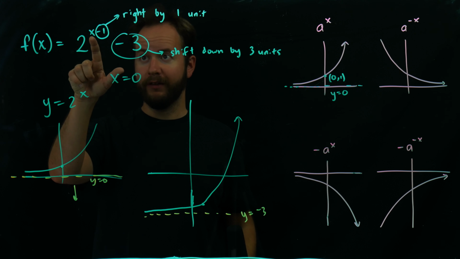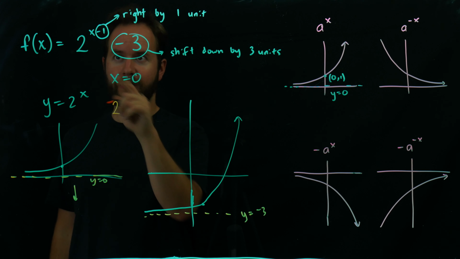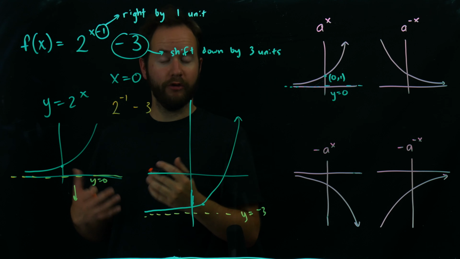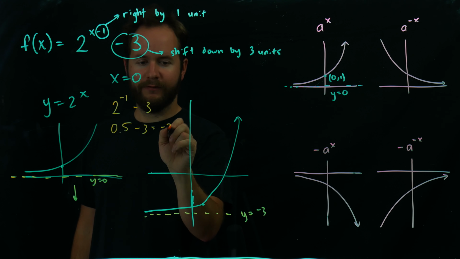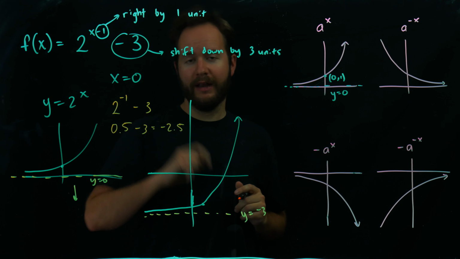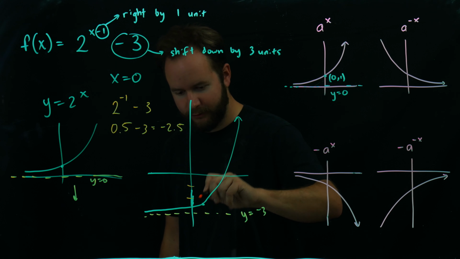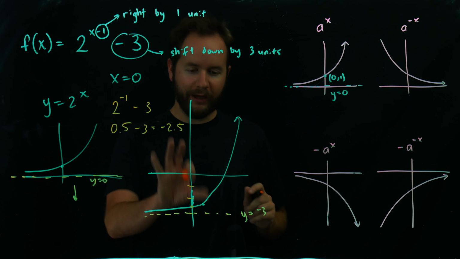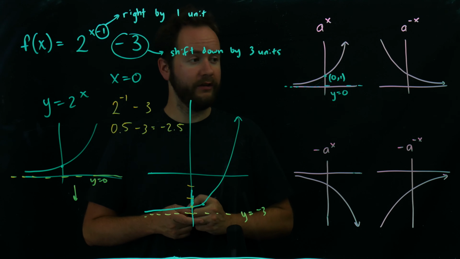If I plug in 0, I get 2 to the 0 minus 1, which is 2 to the -1, minus 3. 2 to the -1 is better known as 1/2, or 0.5. And then minus 3 is -2.5. So if you're looking at a graph, you should expect 0, -2.5 to be on that graph. Now, if we have tick marks here, here's 1, here's 2, here's 3, there is about -2.5. So I can be fairly confident that this is the graph without having to do much more work. And that's all there is to it.